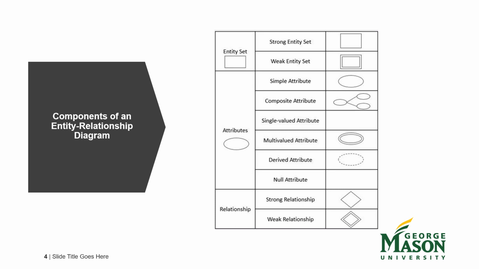Simple attribute. Simple attribute is an attribute that cannot be divided into smaller parts. For example, in an employee database, the attribute employee name is a simple attribute. A composite attribute is an attribute that can be divided into smaller parts. For example, an employee database, the attribute address can be divided into smaller parts such as city, street, state, zip code.